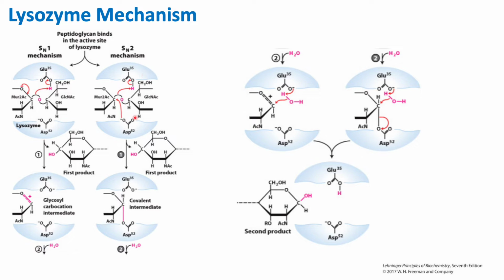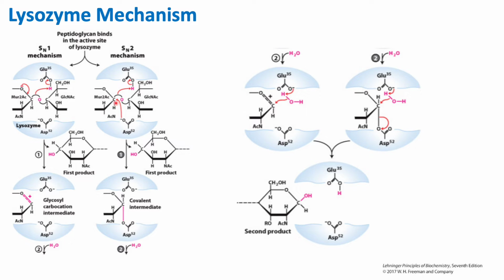Now we can see that we have our N-acetyl muramic acid over here, and we have our N-acetyl D-glucosamine sugar over here. Now what happens is that aspartate 52 within the active site of lysozyme is going to act as a nucleophile because we have this oxygen with a negative charge. So it's going to attack this carbon over here on the N-acetyl muramic acid. We know that carbon can only have 4 bonds. That means it's going to lose a bond once it reforms that bond with aspartate.